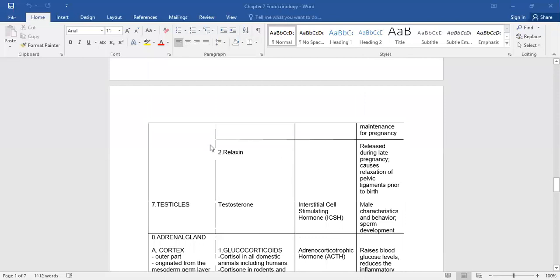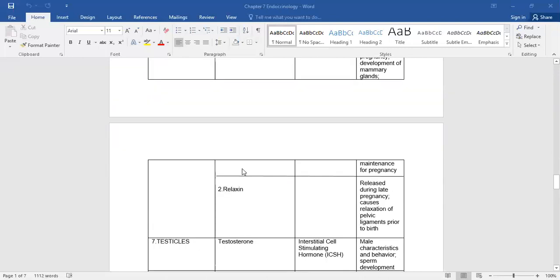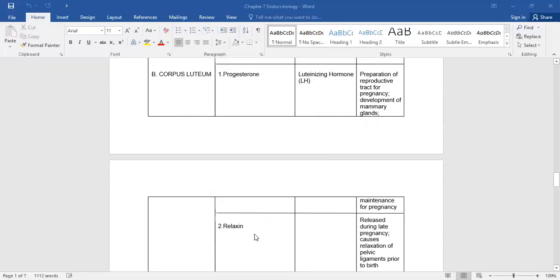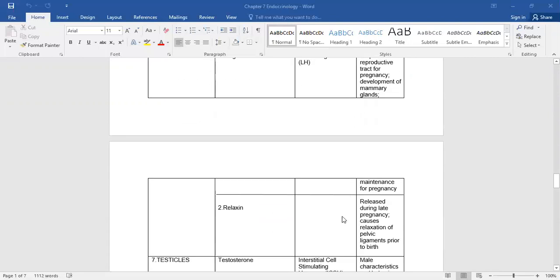And lastly, we have relaxin. Relaxin is also produced by the corpus luteum. This is released during late stage pregnancy, and this is the reason why the pelvic canal tends to get wider as the fetus develops inside the uterus.